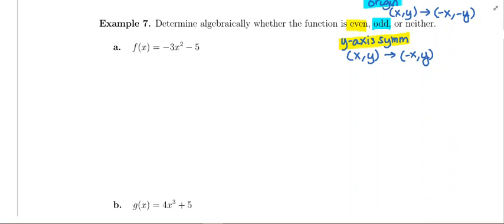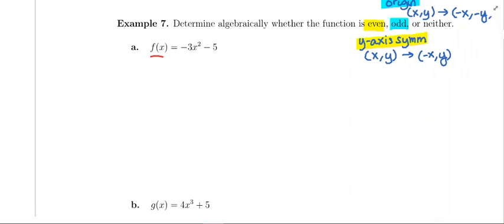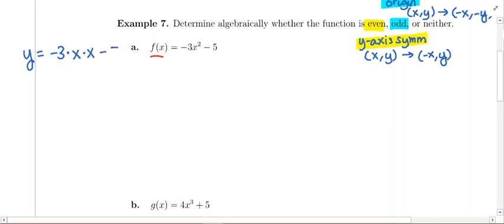If you're dealing with a function, you need to remember that f of x is the same thing as y. So for this function, before we even start testing, we are going to rewrite it. f of x is the same thing as y. Now we physically see a y, and y is equal to negative 3 times x squared. We're going to break down that exponent. x squared is the same thing as x times x, and then you'll have the minus 5. So going forward, this is how we want to work with the function.